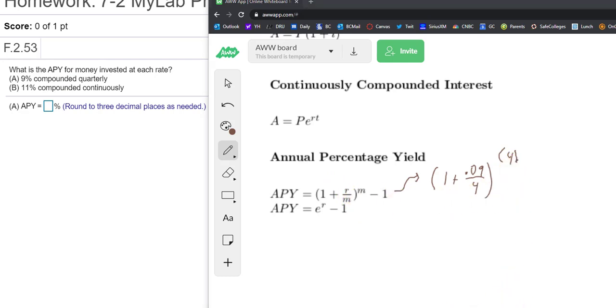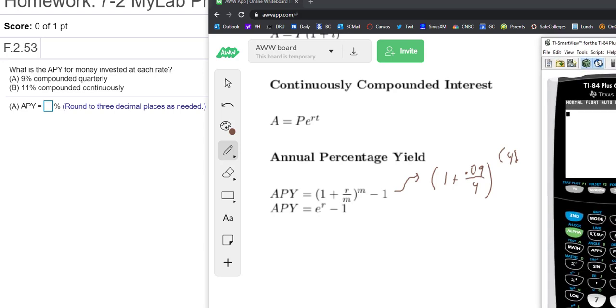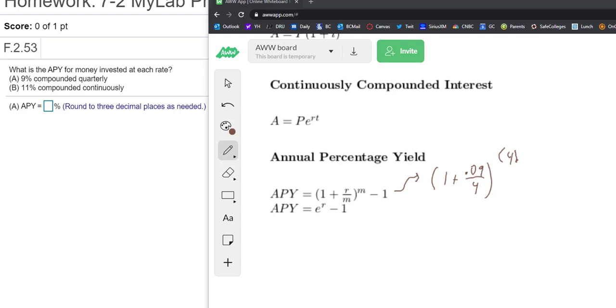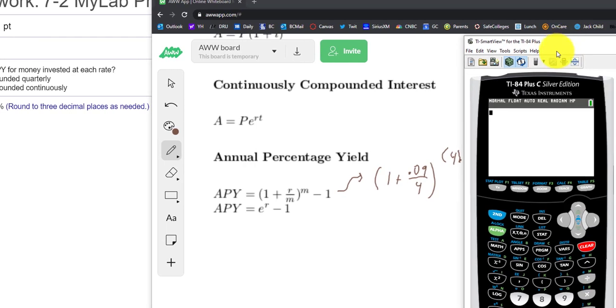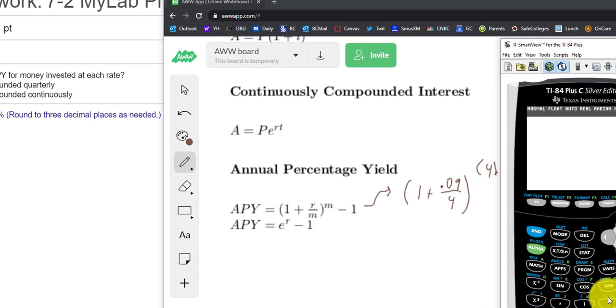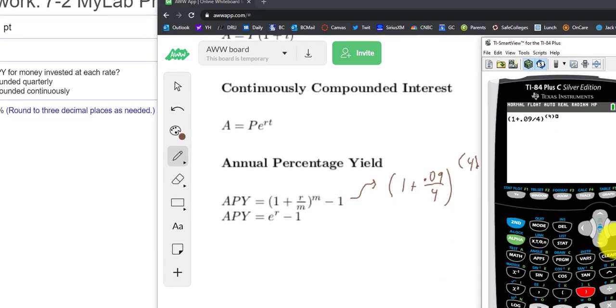We pull out our calculator, and I'm going to type it exactly as you see it. Parentheses 1 plus 0.09 divided by 4, close parentheses, and then I'm going to raise this to the 4. And you know what? I forgot this -1, right? So I have to press the right arrow and do -1. And then I press enter. Right? So I get 0.093.